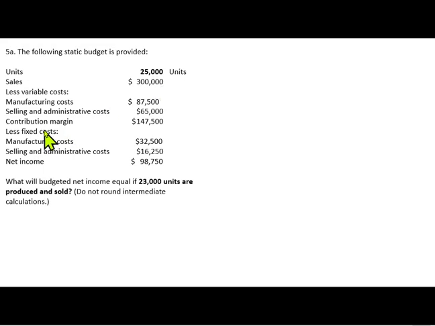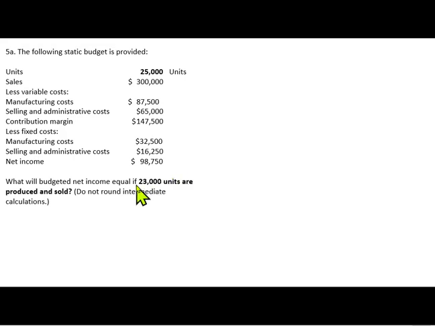Our fixed expenses are going to be manufacturing costs of 32.5, and selling and administrative expenses of 16,250. These two things are added together and subtracted from contribution margin to get net income of 98,750. And they want to know, what will budgeted net income equal if 23,000 units are produced and sold? So in this situation, we're going to go down 2,000 units. Under the static budget, we were planning on making and selling 25,000 units, but we only sold 23,000 units.